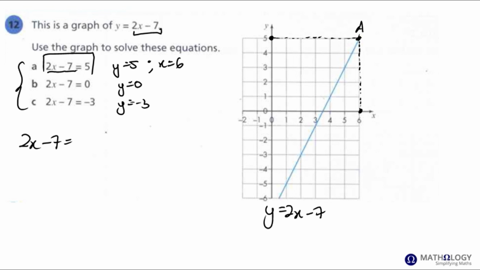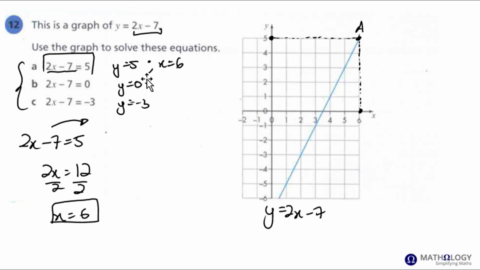Algebraically, 2x minus 7 equals 5. You take the minus 7 across because you want to isolate the x term. 2x equals 7 plus 5 is 12. Divide both sides by 2, and x equals 6. So we've solved this equation algebraically and graphically. We're just learning a new skill here. Linear equations are not new to you. We're just learning to solve linear equations graphically.